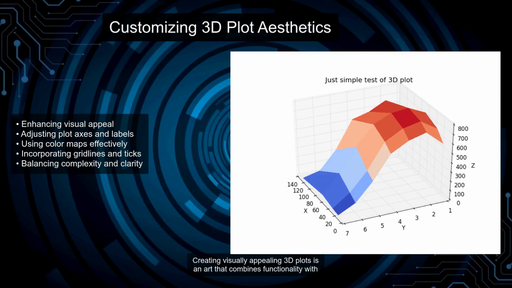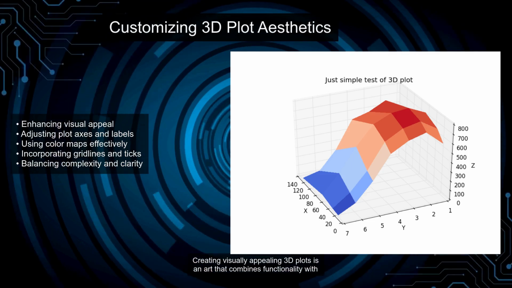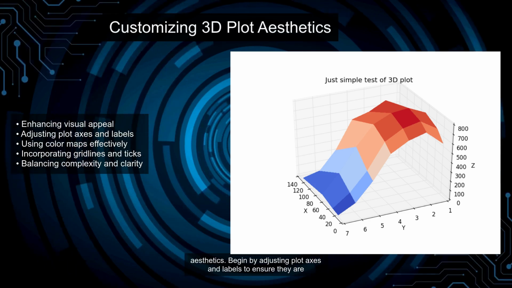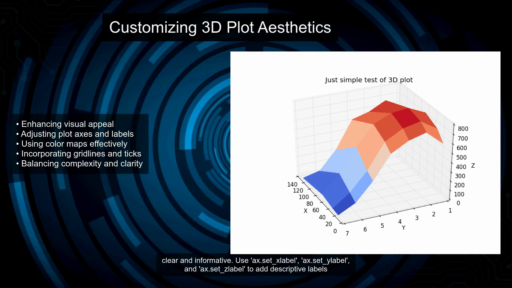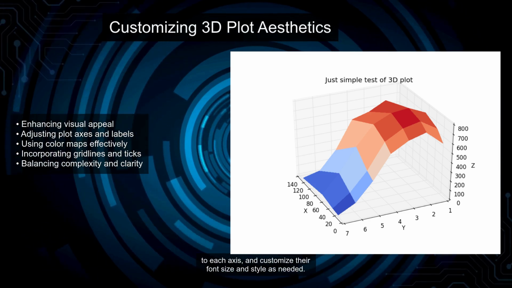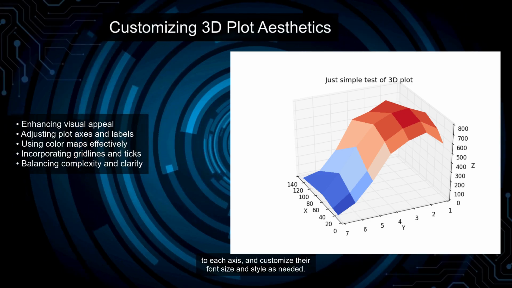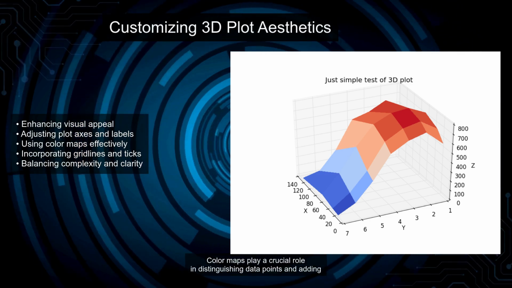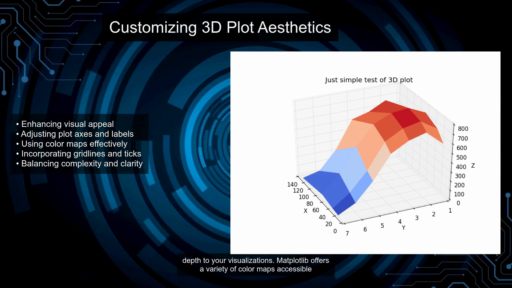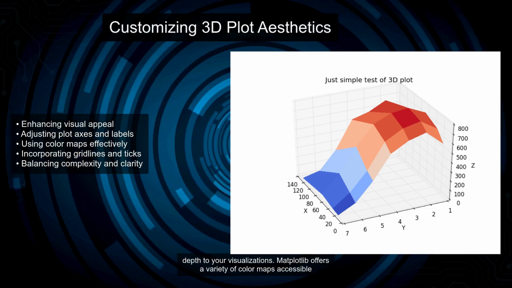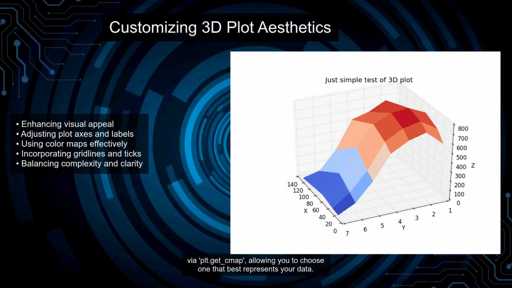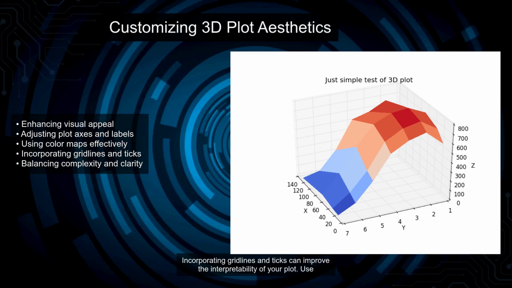Creating visually appealing 3D plots is an art that combines functionality with aesthetics. Begin by adjusting plot axes and labels to ensure they are clear and informative. Use ax.set_xlabel, ax.set_ylabel, and ax.set_zlabel to add descriptive labels to each axis, and customize their font size and style as needed. Color maps play a crucial role in distinguishing data points and adding depth to your visualizations. Matplotlib offers a variety of color maps accessible via plt.get_cmap, allowing you to choose one that best represents your data.